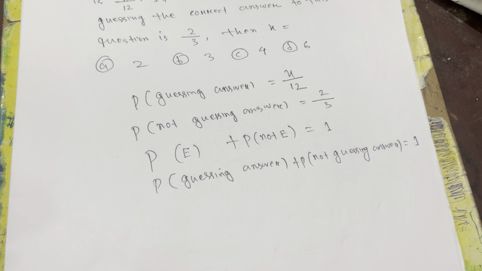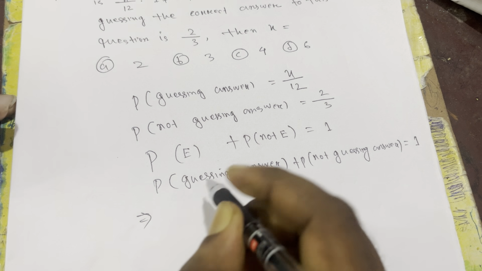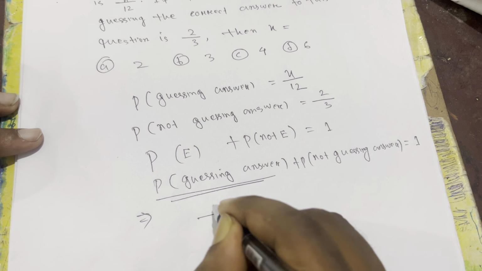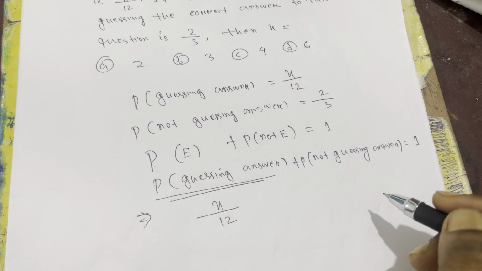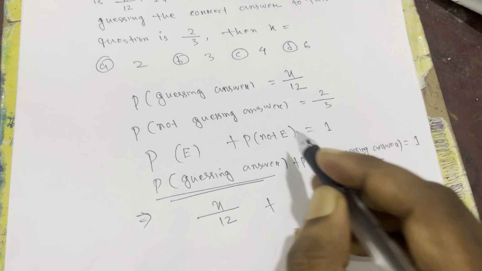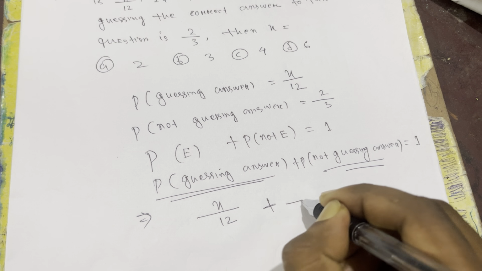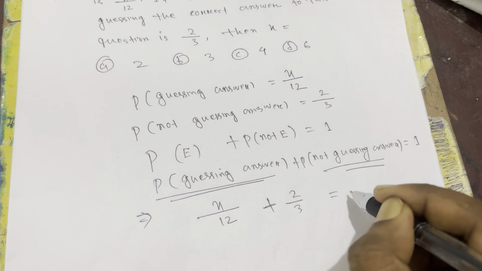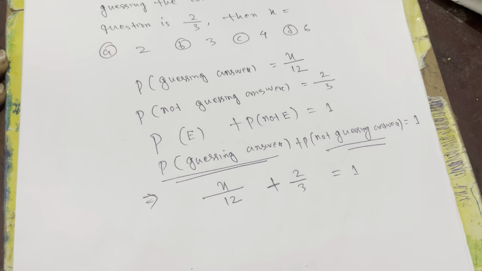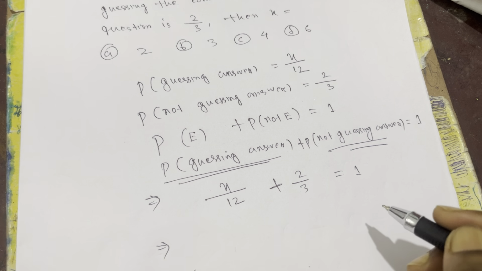1 comes. So now put the values here. Given is the probability of guessing the answer, which is x by 12. If you guess the answer, there is a chance of x by 12 being correct. And the probability of not guessing the answer is 2 by 3. If you add them, the answer will be 1. So now for finding the value of x, what will we do?